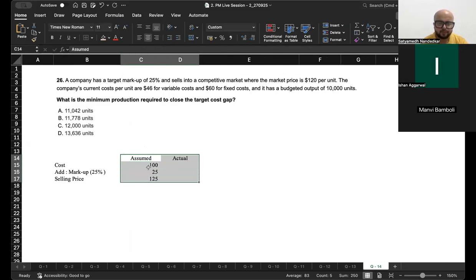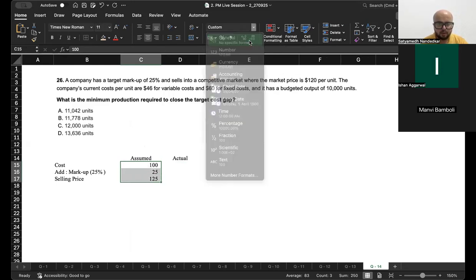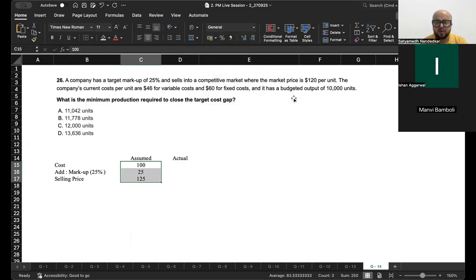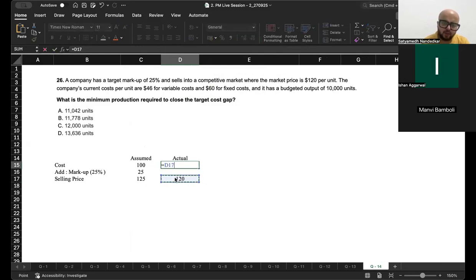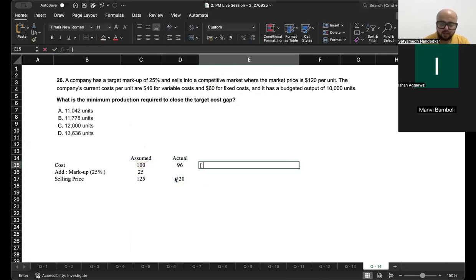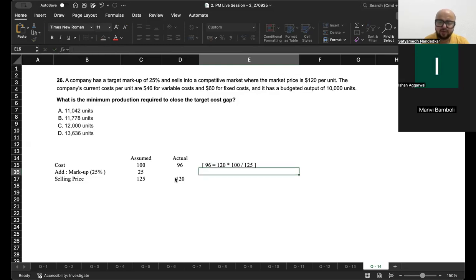Sir, where is 100 from? How? Okay. So it's an assumed number. What is the actual thing? The actual selling price is 120 per unit. So this will be 120 into 100 upon 125. 96. 96 is 120 into 100 upon 125.